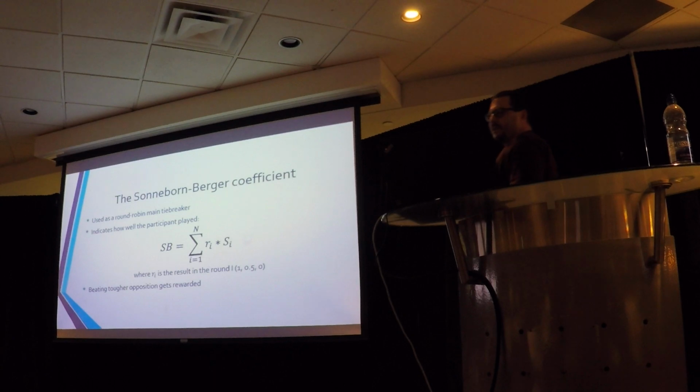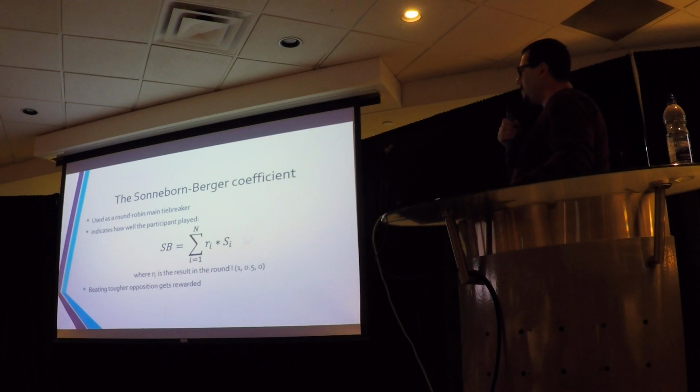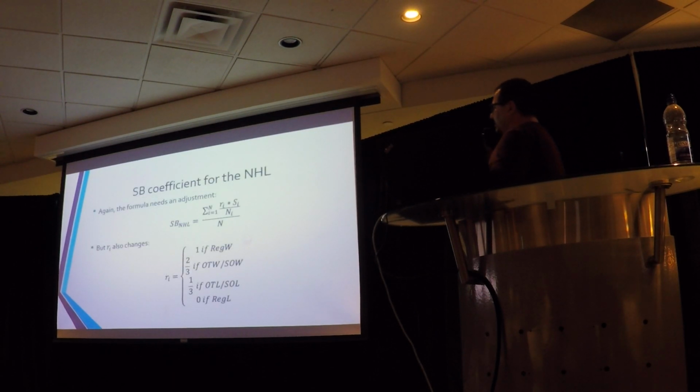The Sonneborn-Berger coefficient is usually used in chess as a round-robin tiebreaker, and it shows the number of points of each opponent multiplied by the outcome of the encounter. So in chess, it's either win, tie, or loss, 1, 1/2 or 0 points. And beating tougher opposition gets rewarded in chess. I'm not agreeing with this approach, because I think a point is as valuable from the top as it's from the bottom position. But we can use it as a certain metric in the NHL.